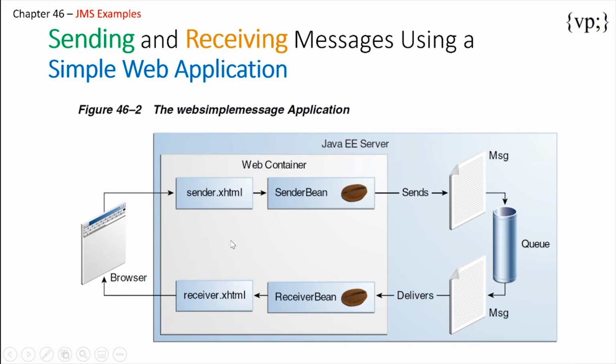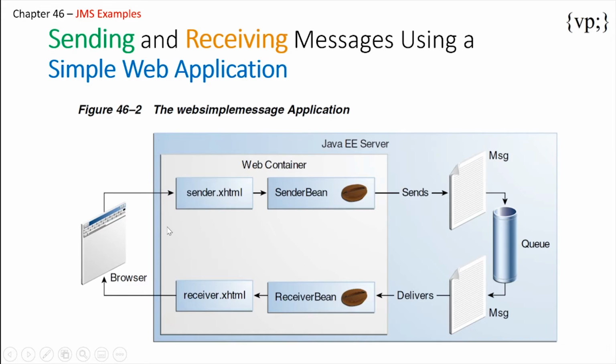When a user enters a message in the text field of the sending page and clicks a button, the backing bean for the page sends the message to a queue, and then it displays it on the page. When the user goes on the receiving page and clicks another button, the backing bean for that page receives the message synchronously and displays it. What that means is I type in something, I enter it, this guy holds on to it, and then I go to the next page and see what I entered in.